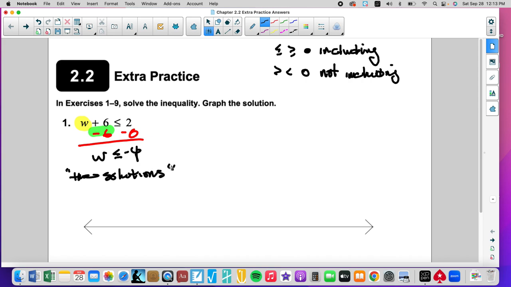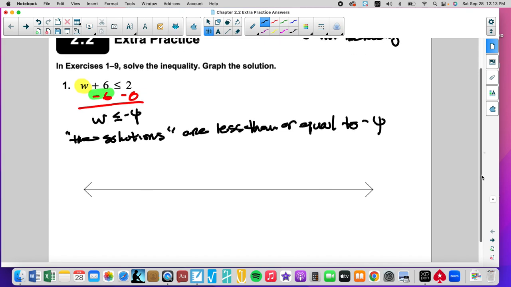That's why we always want the variable first. The solutions are less than or equal to -4. You don't have to write this, I'm just writing it out. So what does that look like?